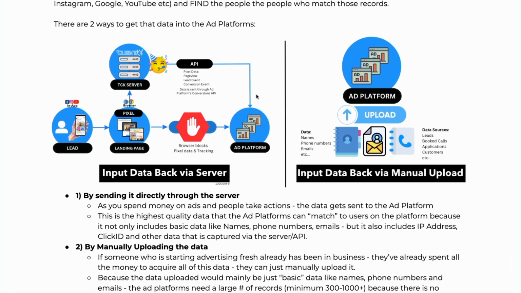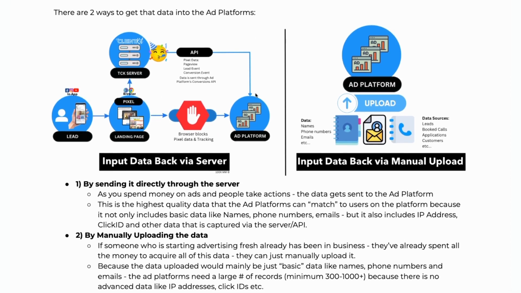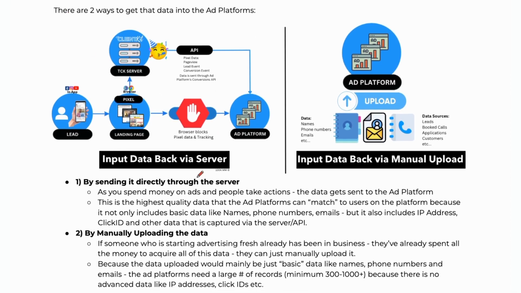So the first one is sending the data back through the server, okay? So as you are spending money on ads, and as people are taking actions on your landing page and then they book a call and then they become a customer, right? You can send all of that data back to the ad platforms via the API, right? And we've already gone through some explanations on this and how to set it up, right? So you've seen practically, tactically, what that looks like, right? You have the workflow and then you send the data back via that way and then you test it and all that kind of stuff, right?